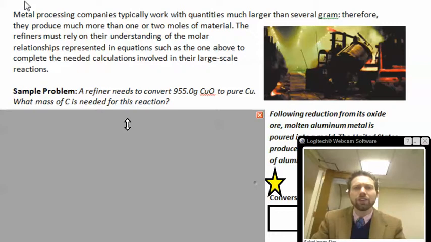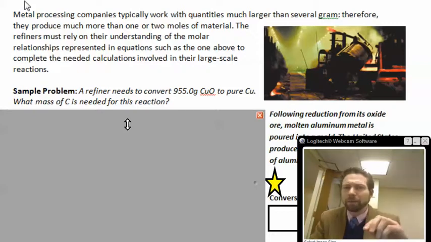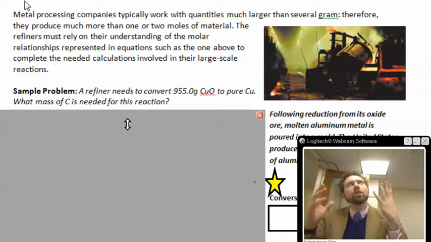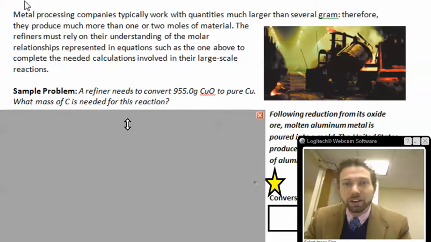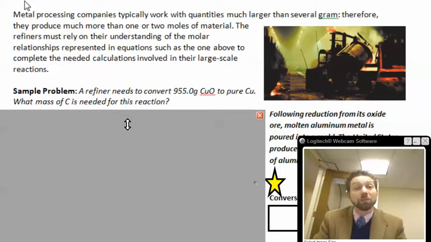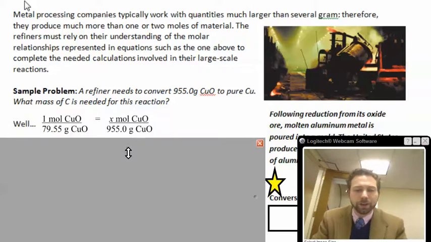Well, the first thing we need to do is convert it to a unit that is useful to be exchanged throughout. What's that unit? Let's use our wisdom from Amedeo Avogadro. Avogadro's number is 6.022 times 10 to the 23rd, which is the mole. So let's convert to moles: 955 grams of copper oxide. How do we do that?